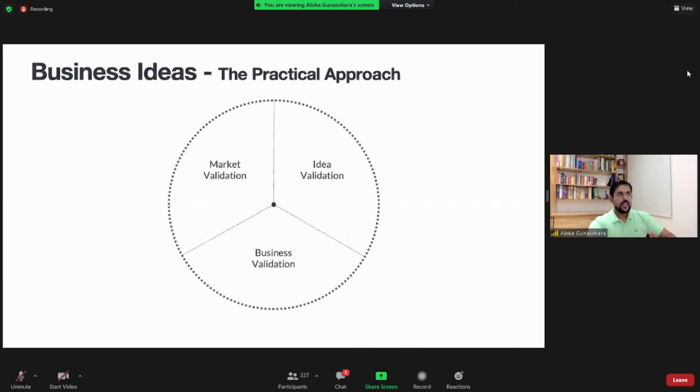Now, moving on. So I talked about the theoretical approach. Now let me talk to you about the practical approach. Now, the practical approach of a business idea, you have to validate your idea in 3 ways. So you have to first validate your idea itself, then you have to validate your business itself, and then you have to validate your market. Now, what do I mean by this idea validation, business validation, and market validation? Let me give you a very, very simple method to validate each of these things.